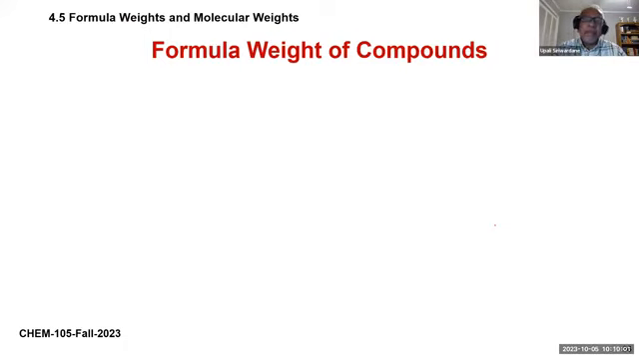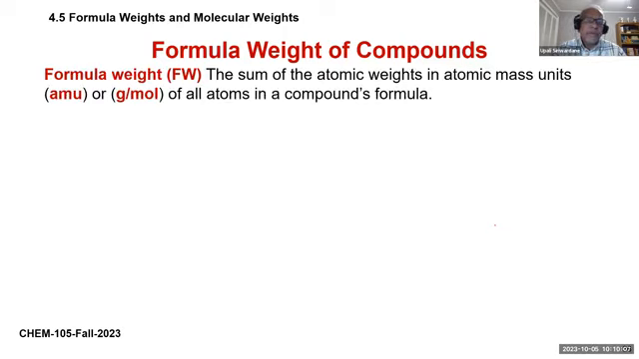Let's describe formula weight in a little more detail. Formula weight is the sum of the atomic weights in atomic mass units. Atomic masses have atomic mass units. Atomic mass units are the same as grams per mole units.